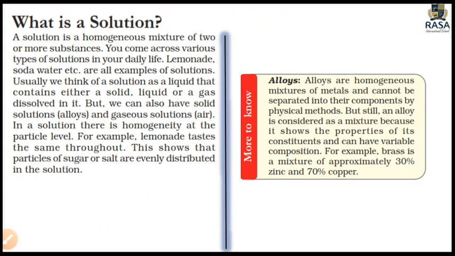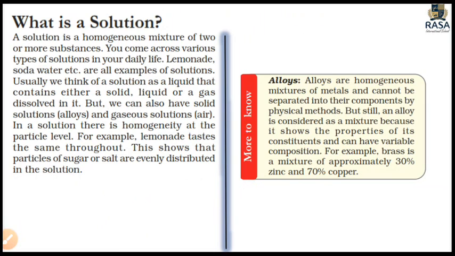Alloys are a homogeneous mixture of metals and cannot be separated into the components from which they have been made by physical methods. Though we can separate out mixtures by physical processes like magnetism, filtration, and many others, alloys are one of the homogeneous mixtures which cannot be separated out by a physical process. This is one specialty of alloys. Clear?